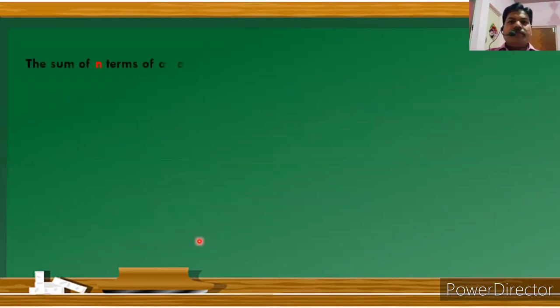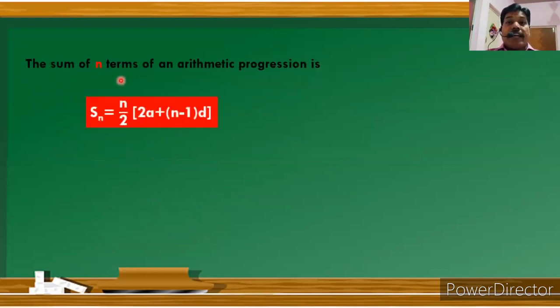Similarly, the sum of n terms of an arithmetic progression. See the formula here. Already we know this: Sn is equal to n by 2 into 2a plus n minus 1 into d. We will give the proof in the next slide. So just to see the formula, the sum of n terms of an arithmetic progression, Sn is equal to n by 2 into 2a plus n minus 1 into d.